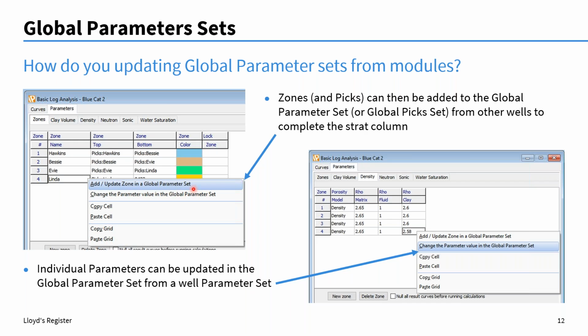But what if you want to update a parameter value? Again, in the parameters tab, if you right click on it, there's an option called change the parameter value in the global parameter sets. And that way you can change and update the global parameters.